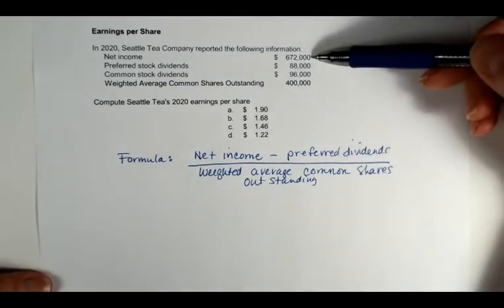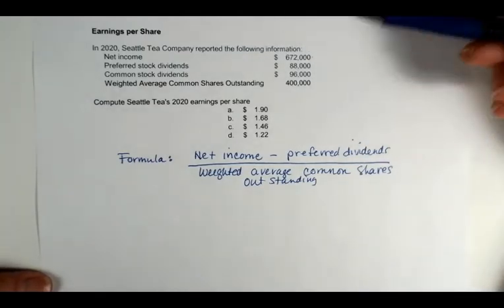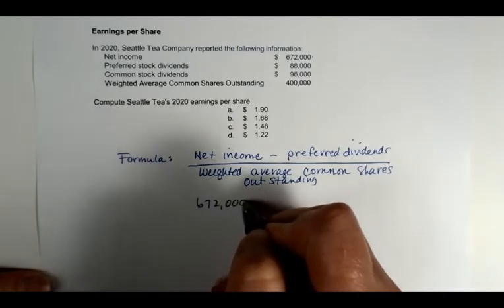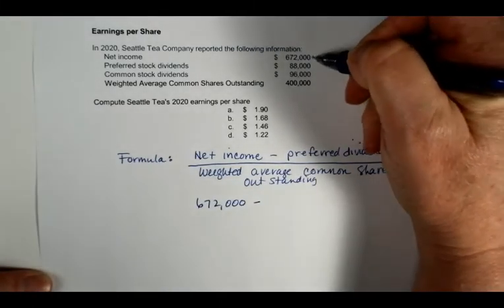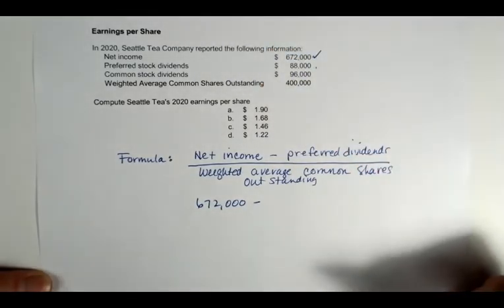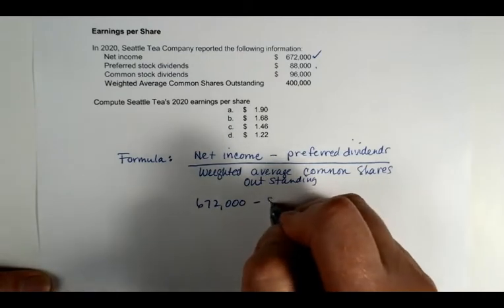So they gave us net income. Okay, so we need that for our calculation. So I'm going to put 672. Okay, so we need that. They also gave us our preferred dividends, which is 88,000.